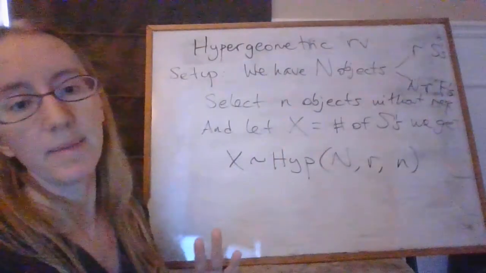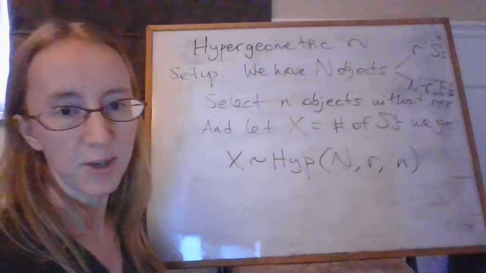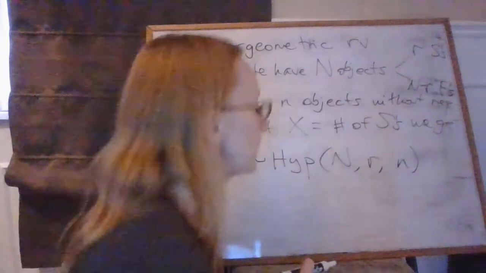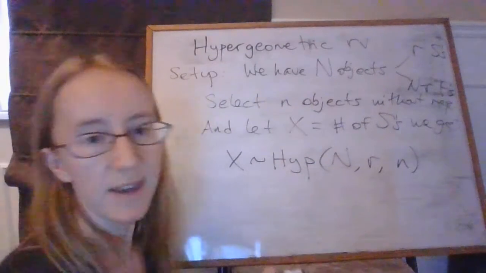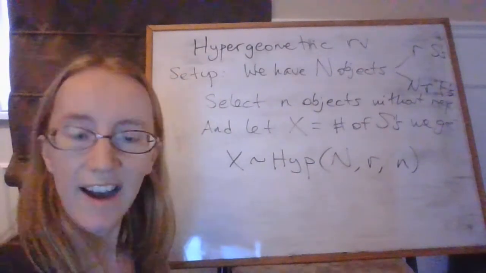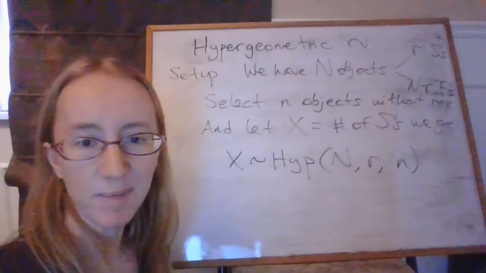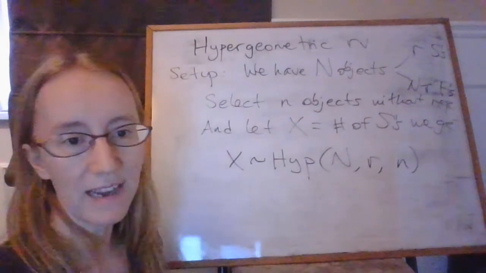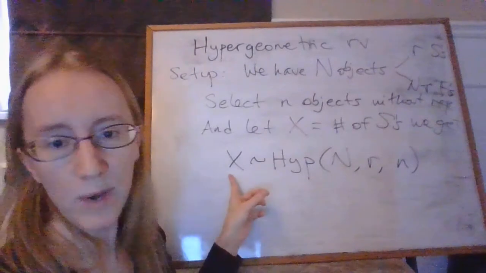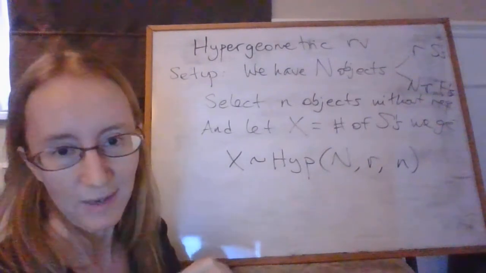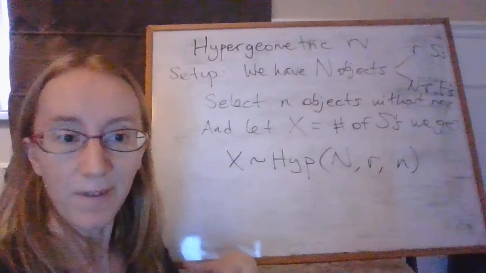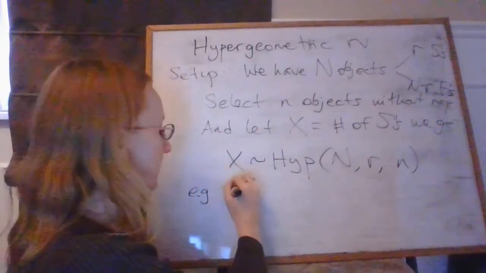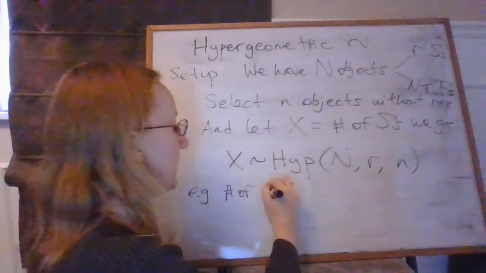So we need 3 parameters to specify the distribution of a hypergeometric random variable. If we know those 3 numbers, that defines the distribution. Another interesting example of a hypergeometric would be the lottery. We talked about this back in chapter 3. If we think about x being the number of winning numbers on our Lotto 649 ticket, then that would follow a hypergeometric distribution.